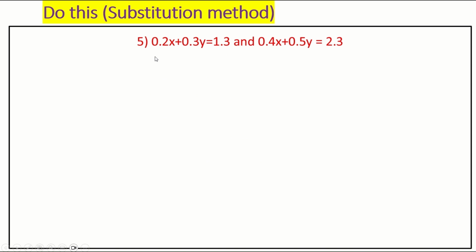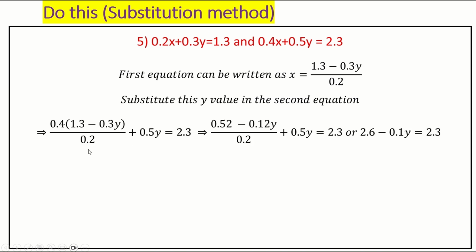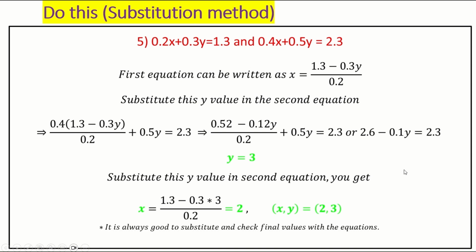Fifth, 0.2x plus 0.3y equal to 1.3, 0.4x plus 0.5y equal to 2.3. Same way, you take the x in terms of y, substitute it. Okay. So simplify it carefully. You will get y equal to 3. Substitute it in the second equation. You will get x as 2. So x comma y is 2 comma 3. Okay. Next.